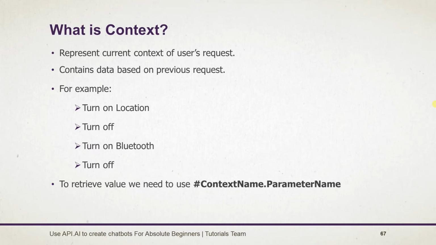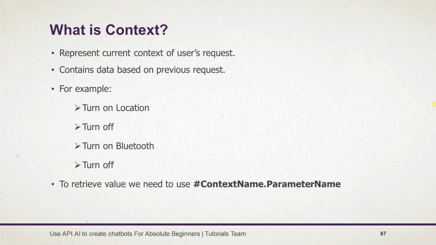For example, the user may say "turn on location" to Cortana, then it will turn on the location, and then when the user says "turn off it", Cortana will turn off the location. However, here you did not specify what to turn off. And then the user may say "turn on Bluetooth", it will start the Bluetooth. And when you say "turn off it", now it will turn off the Bluetooth, not the location. Context will be helpful in such a situation.